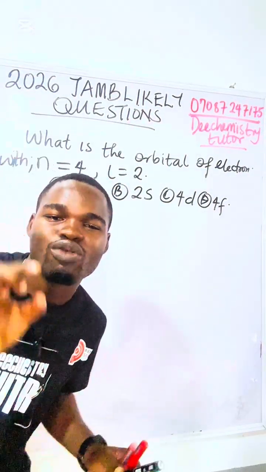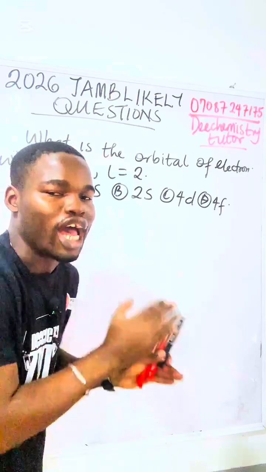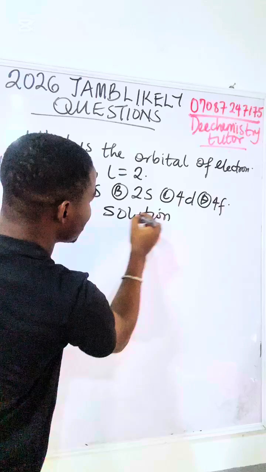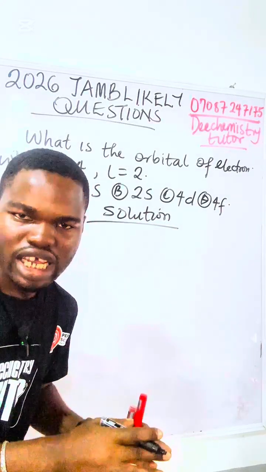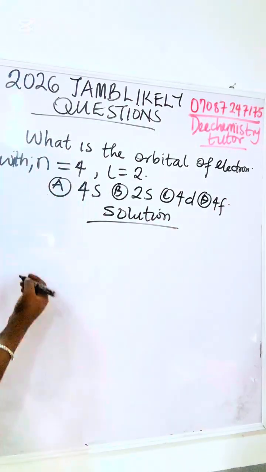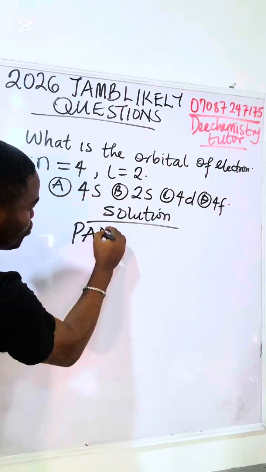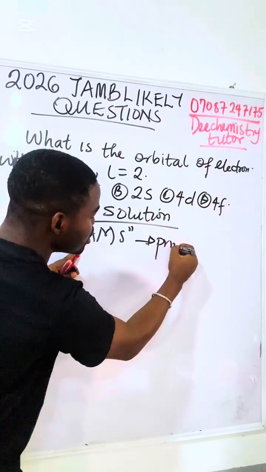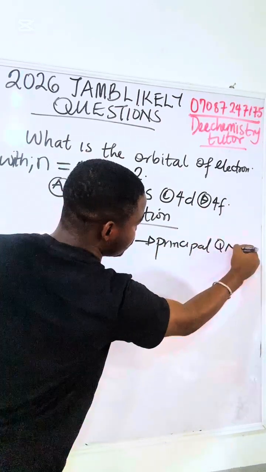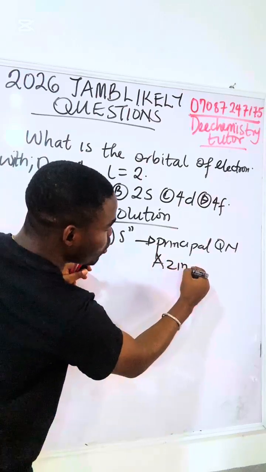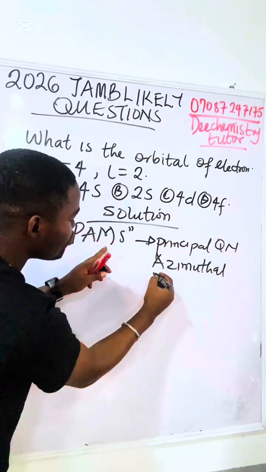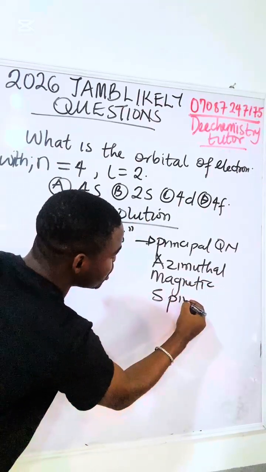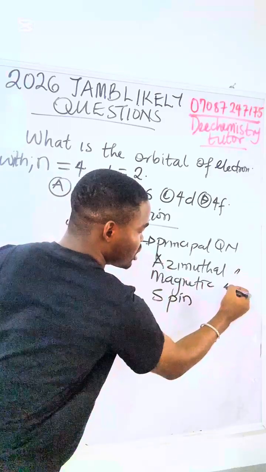Now, if you don't know the concept of quantum numbers, there's no way you're going to get this question. And I promise you, it is very easy. The thing about quantum numbers is that there are basically 4 of them, and the way to know them is using the mnemonic PAMS. The P means principal quantum number. The A means azimuthal quantum number. The M means magnetic quantum number. And the S means spin quantum number. Okay, so that is that.